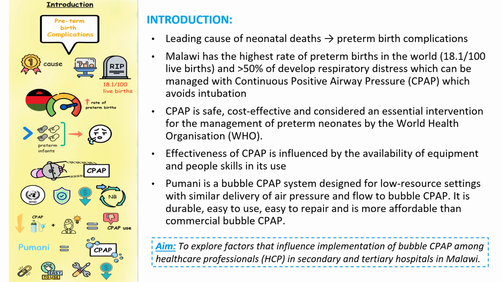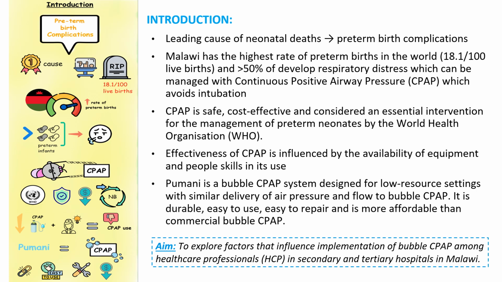Preterm birth complications are the leading cause of neonatal deaths. Malawi has the highest rate of preterm births in the world at 18.1 per 100 live births. More than half of the preterm infants in Malawi develop respiratory distress, which can lead to respiratory failure and death if left untreated. Respiratory distress can effectively be managed with continuous positive airway pressure, or CPAP, avoiding the need for intubation and ventilation, which can come with potential added risks and complications. CPAP is safe, cost-effective, and considered an essential intervention for the management of preterm neonates by the World Health Organization.